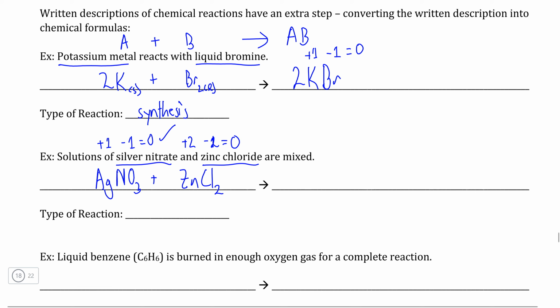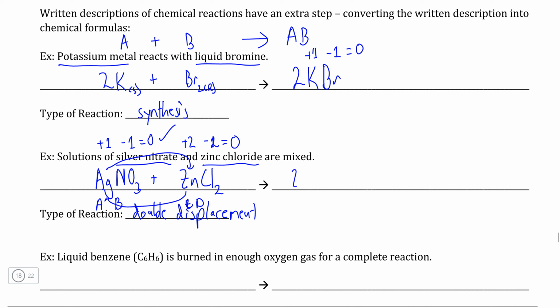Now we can see that if silver nitrate is our AB and zinc chloride is our CD, this is going to be yet another double displacement reaction, and so we can predict what our products are going to be simply by taking the metals and switching them like so.